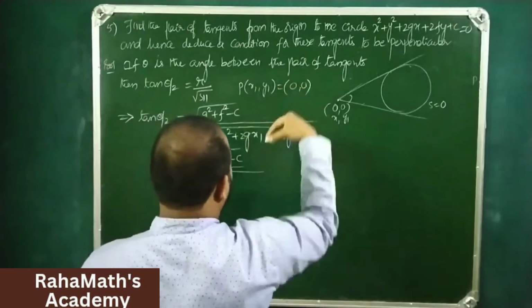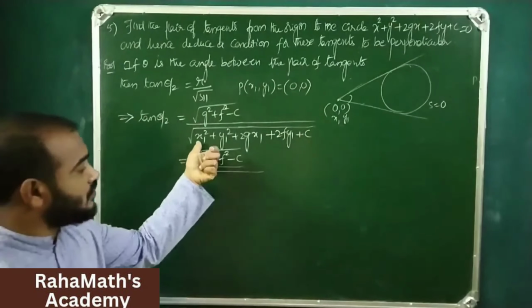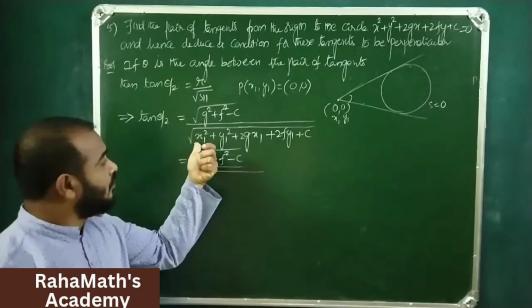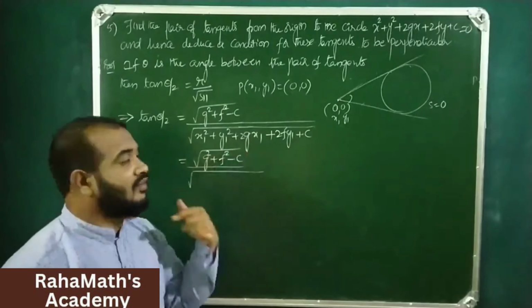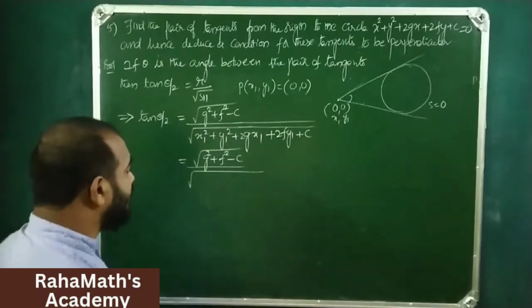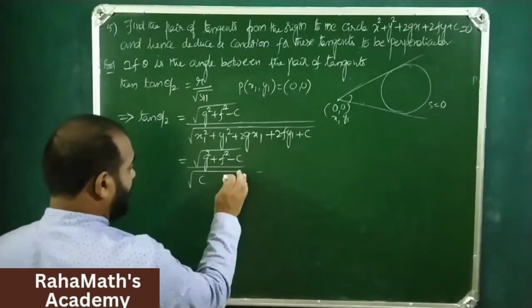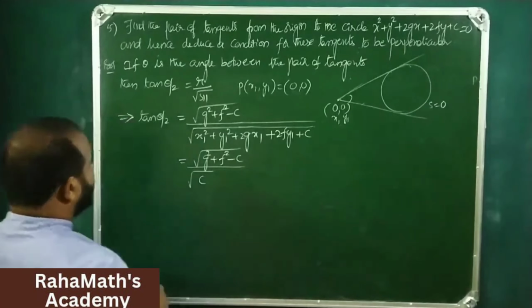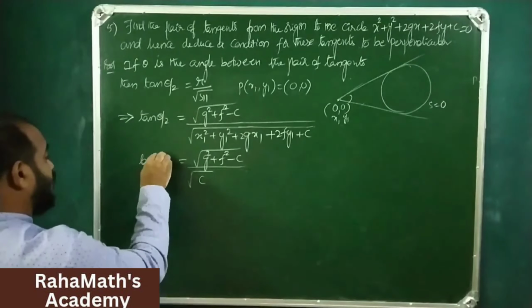Therefore, all that we need to do is just substitute (0, 0) in the place of x1 and y1. So 0 square, 2g·0, 2f·0. Simply, this is c that I am left with. This is equal to tan theta by 2.